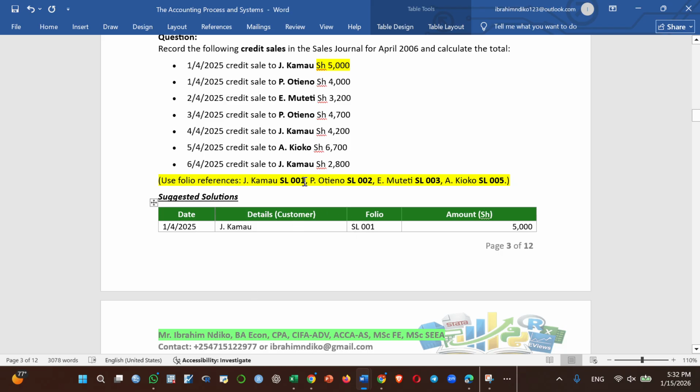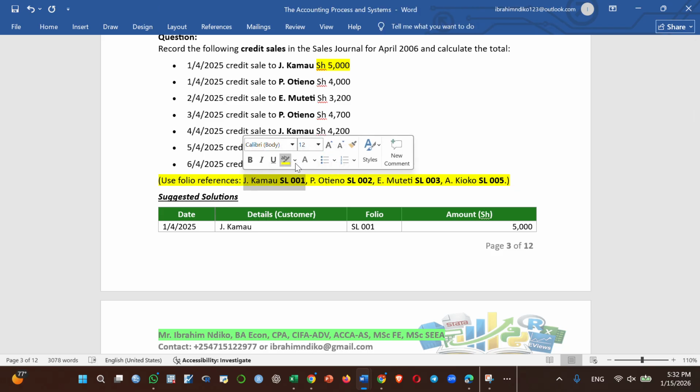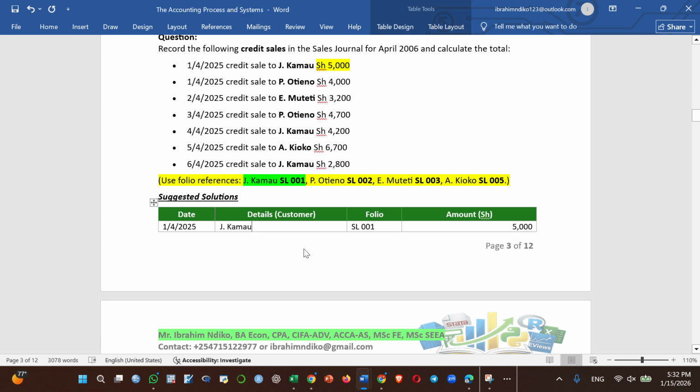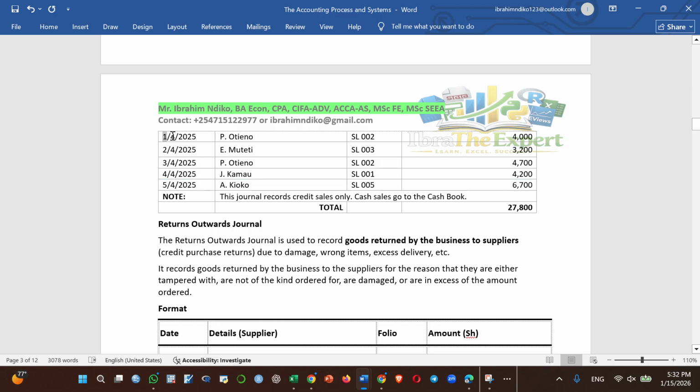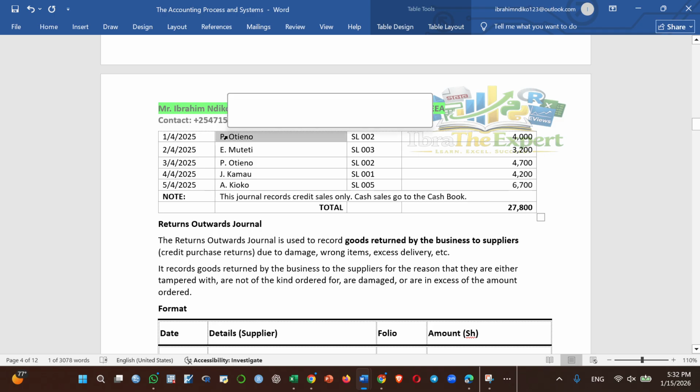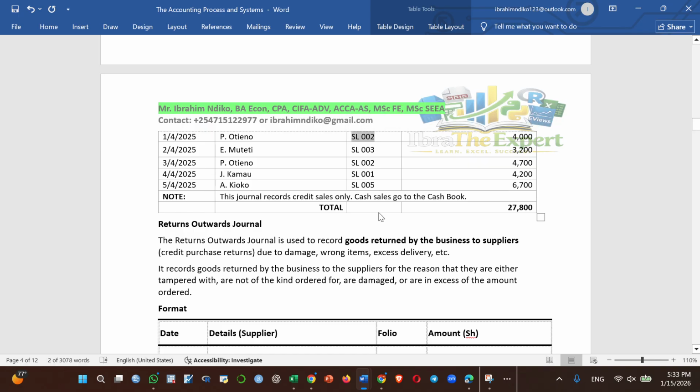Then we put the folio number. We have been told here, below, before the suggested solution, that the folio number is SL001. We put SL001, followed by the amount of 5,000, which you can see here. Remember, there was another transaction on 1st of April, a credit sale made to P. Otieno of 4,000. So that was still on date 1. Still on 1st of April 2025, P. Otieno. Then the folio number is SL002.